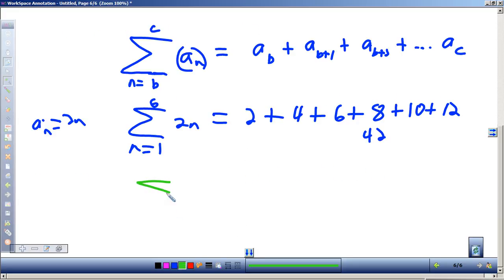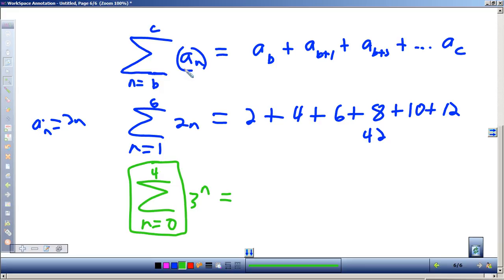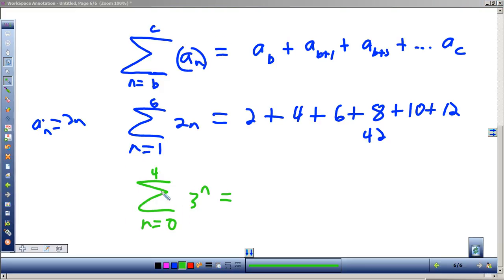So if we do another one, n equals, say, 0 to 4 of, let's actually go 3 to the n. Wait, is 3 to the n part of the sigma? This is like an operator. So the sigma is the operator, and you're giving me 3 to the n. It's not part of the operator, okay.